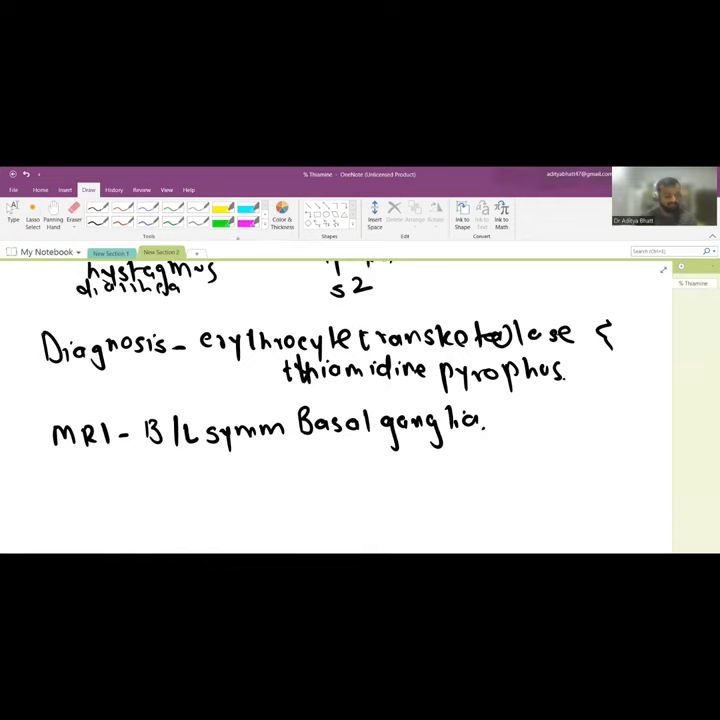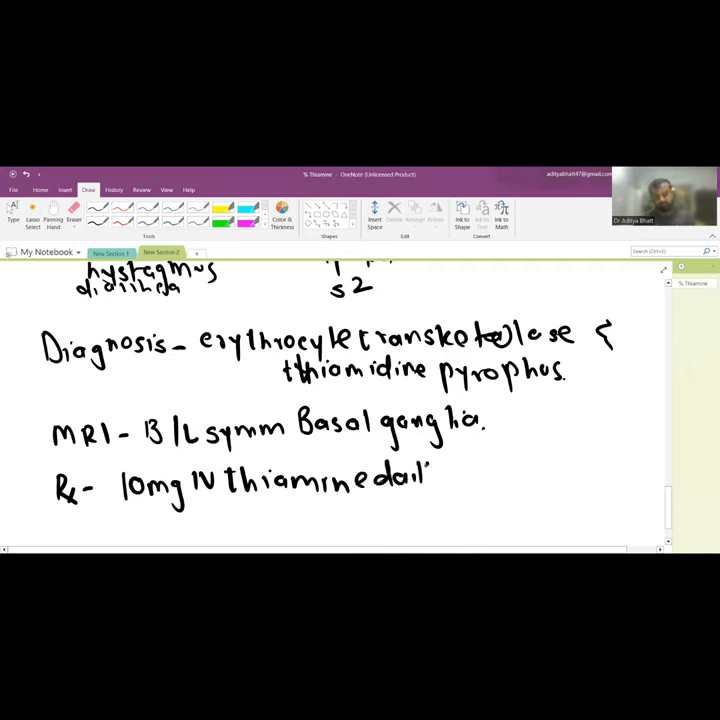Now, parboiling of rice should be encouraged to prevent thiamine deficiency. And the treatment in thiamine deficiency is that you should give 10 mg IV thiamine daily, followed by 3 mg daily for 6 weeks. So this you give for 7 days, here you give for 6 weeks. So this is ideally the treatment of thiamine deficiency.